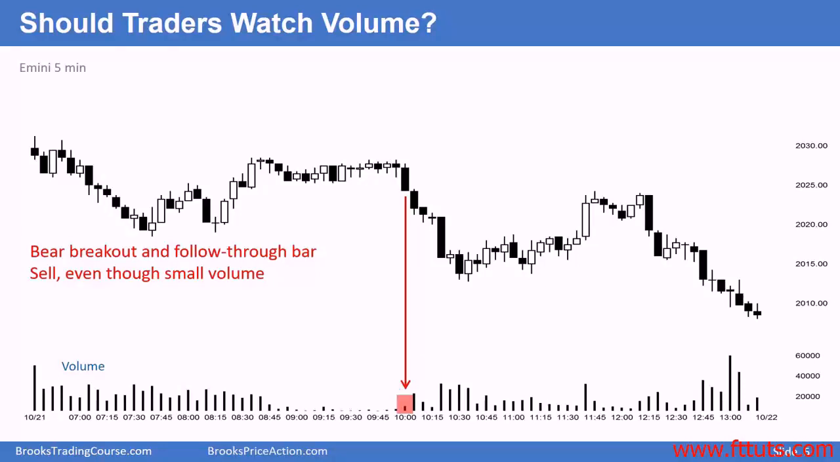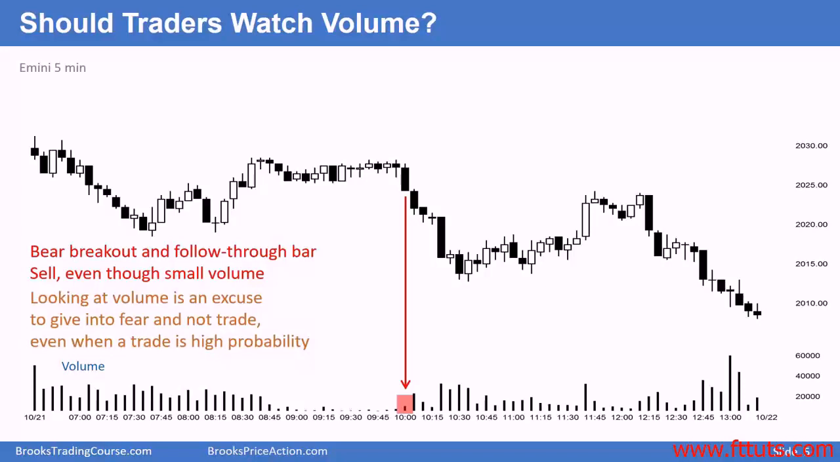Or do I look at this and say, bear trend, double top, lower high, bear bar closing below the low of the past 15 bars, closing on its low, I'm going to sell. I don't care what the volume is. To me, this is a sell. The volume can trick me into not taking a very good trade.